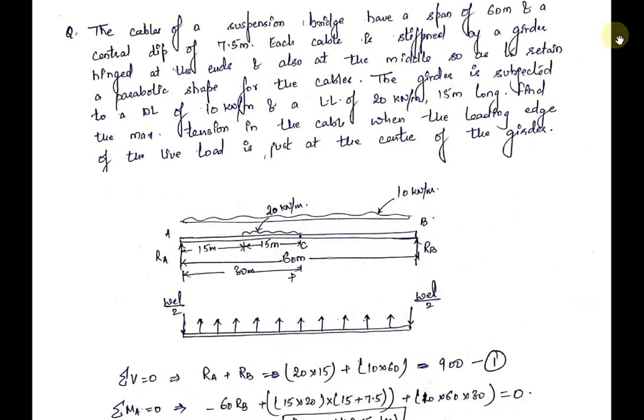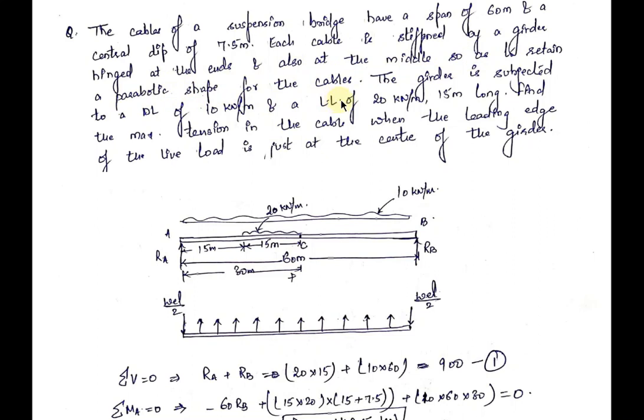Now let's do one more numerical on 3-hinged stiffening girder. So the question is, the cables of a suspension bridge have a span of 60 meters and a central dip of 7.5 meters. Each cable is stiffened by a girder hinged at the ends and also at the middle, so as to retain a parabolic shape for the cables.